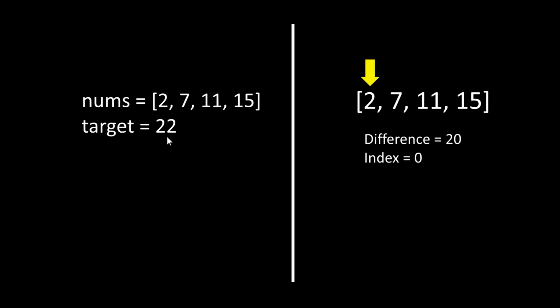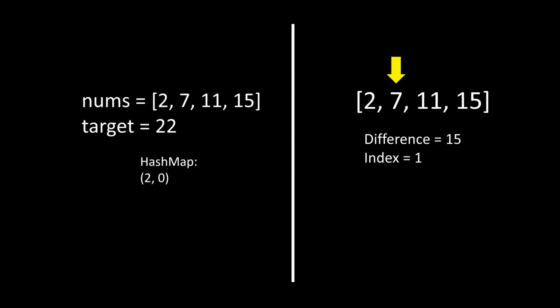We're going to take 22 minus 2, and that makes our difference of 20. Now, if 20 is contained inside of the hash map, we have our answer, but it is not. So instead of putting 20 in, we're actually going to put 2 in at index 0, so we can remember where the value is if we find a 20 later on inside of our hash map. We're going to move along here.